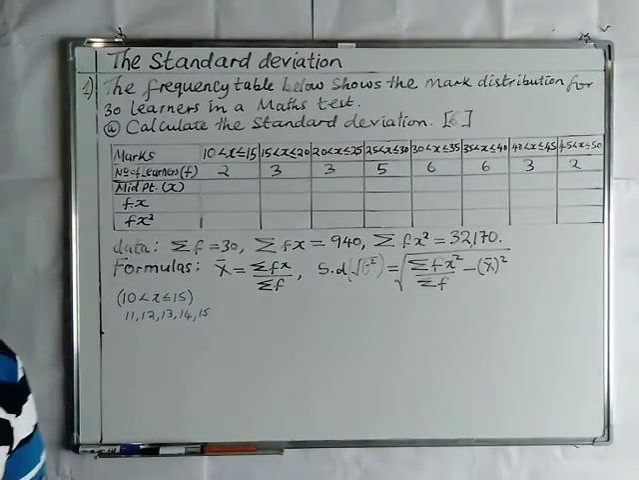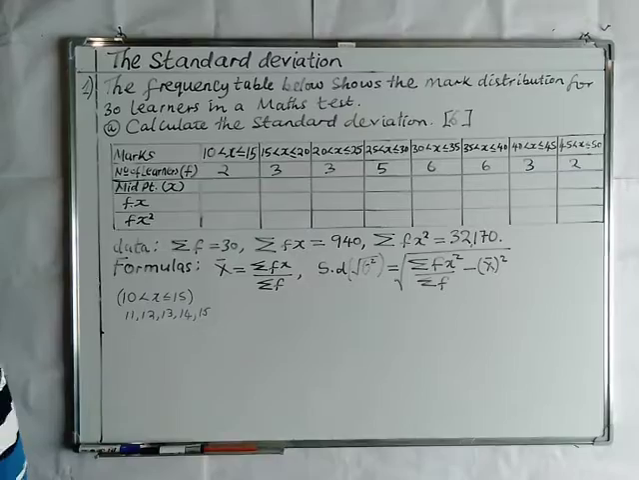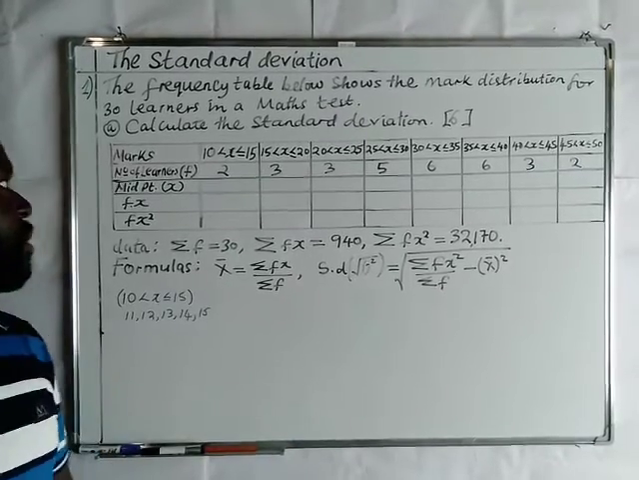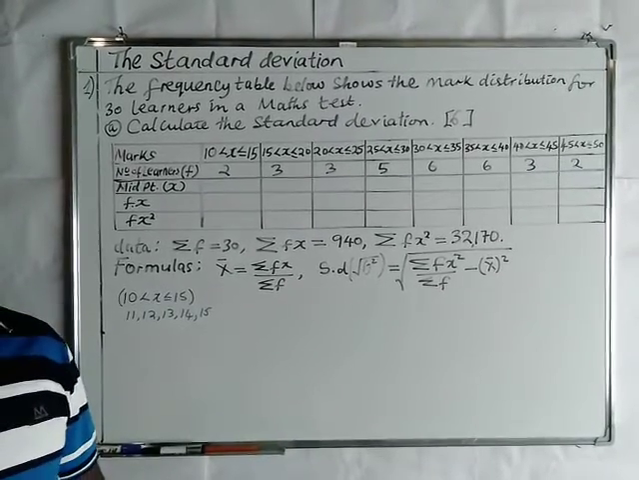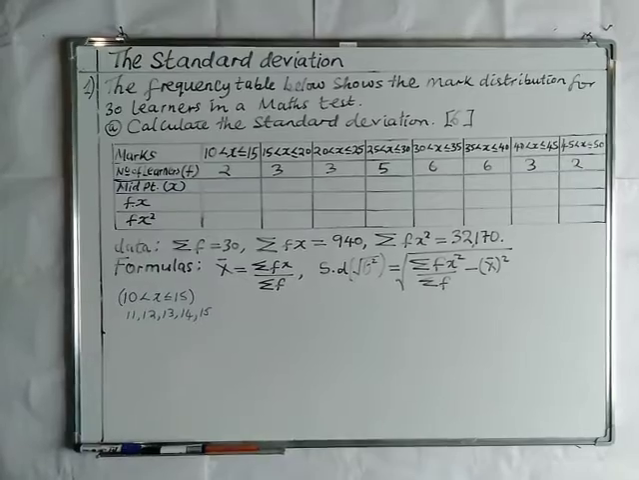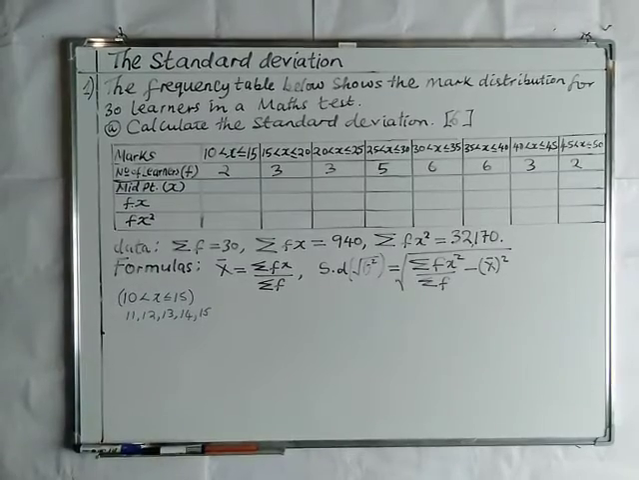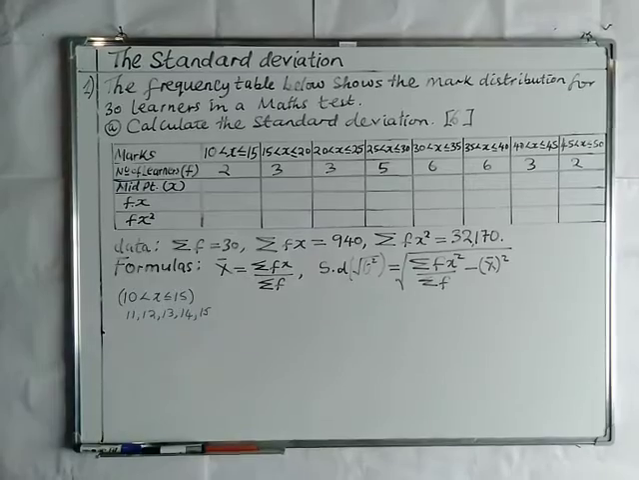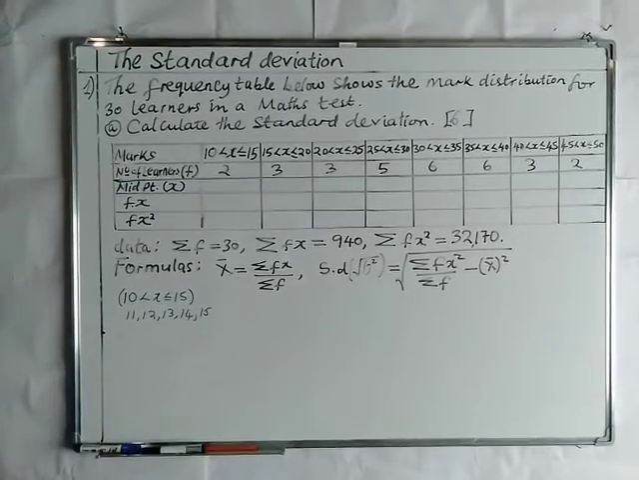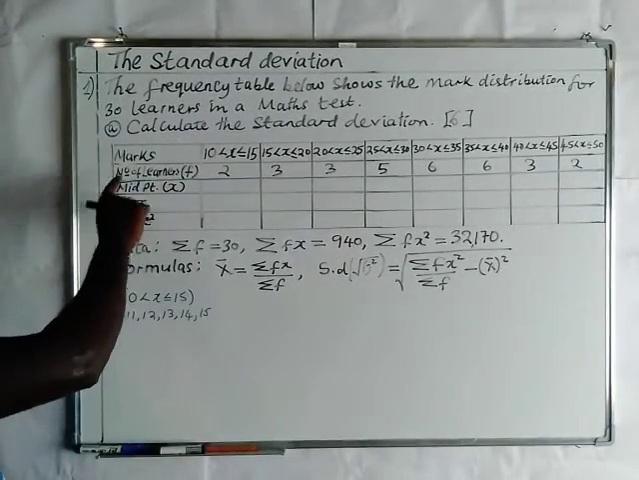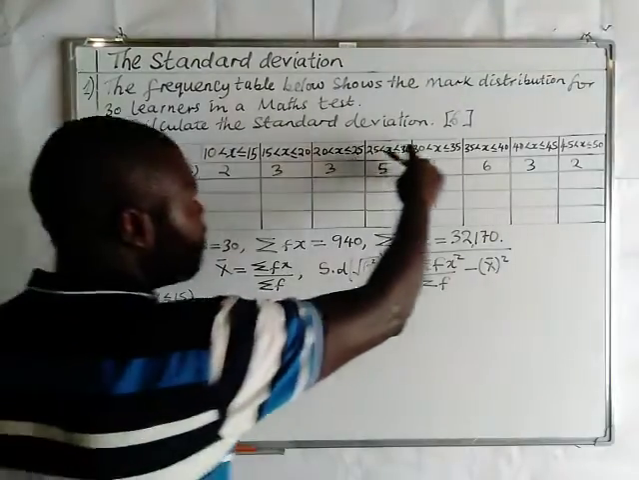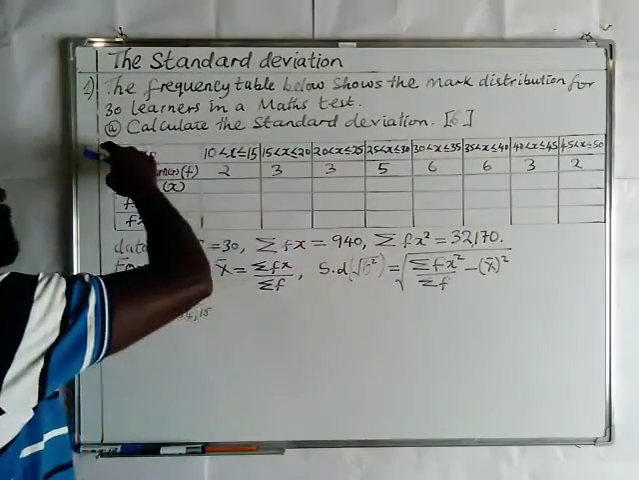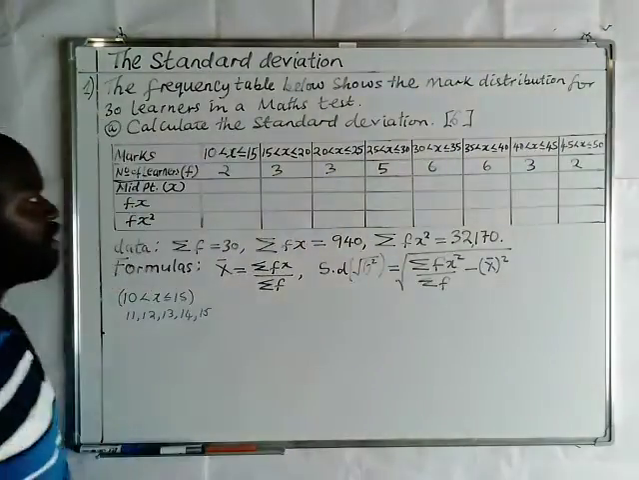Okay, today we are looking at how to find the standard deviation. You can see there is a question on the board. The frequency table below shows the mark distribution for 30 learners in a math test. Calculate the standard deviation, 6 marks. So this is the question, and this is the information that has been given.